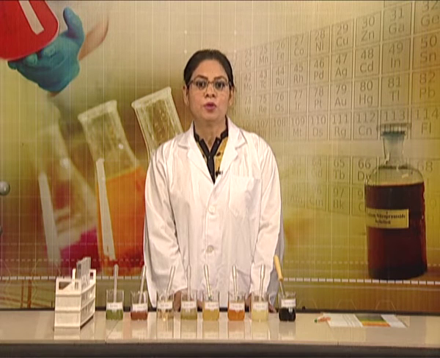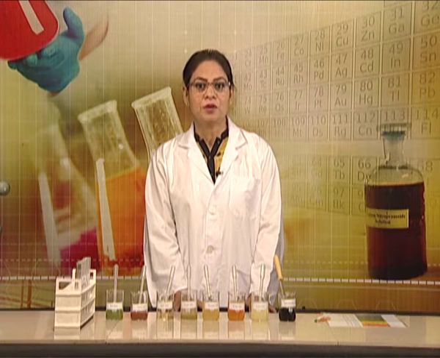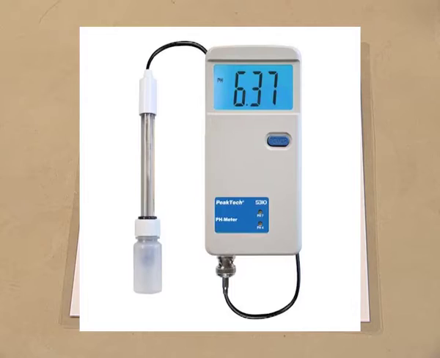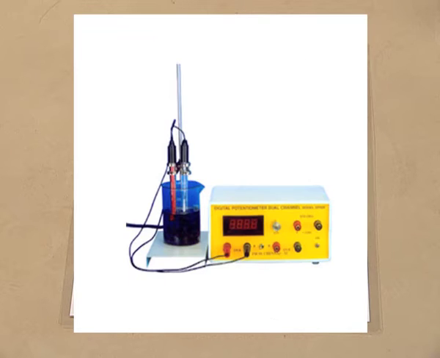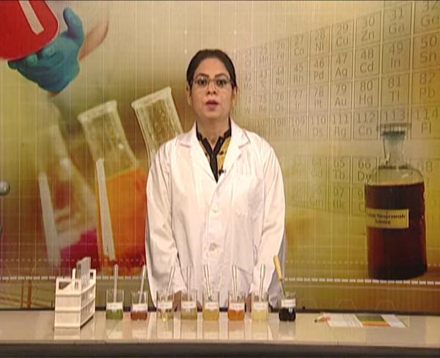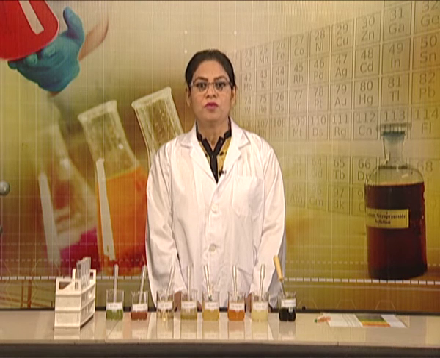The pH value of a solution can be determined by pH paper, universal indicator, pH meter and potentiometer. In the present experiment, we shall determine the pH of some fruit and vegetable juices to find out whether they are acidic or basic. This is important from many perspectives, one of which is the adverse effect of eating too many acidic fruits.